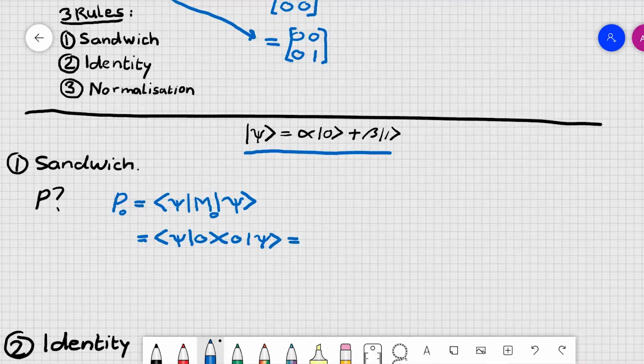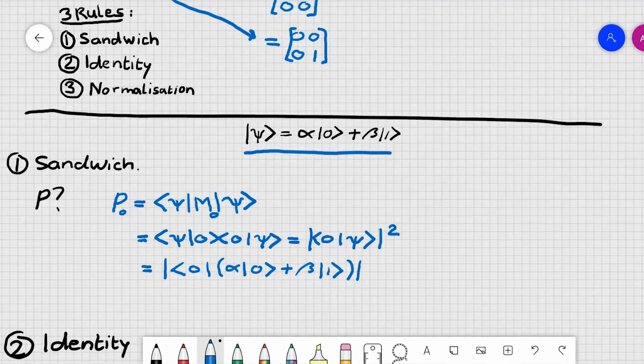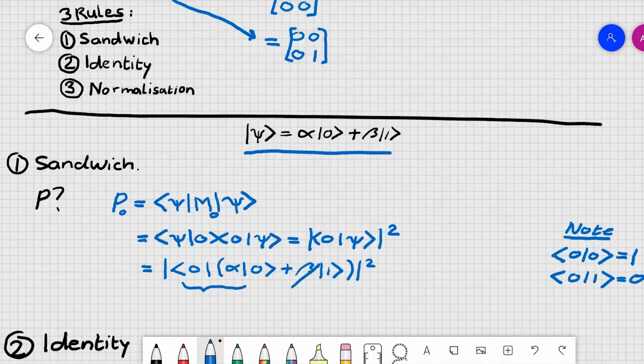So if we work that out and fill in |0⟩⟨0| for the measurement operator, this is the same as the absolute value of bra 0 ket psi squared, which is the inner product of the 0 state and the psi state. We can fill in the state vector psi here. So bra 0, alpha ket 0 plus beta ket 1, and then take the absolute value squared of that. Now I want to add a little side note here, that the inner product of 0 with itself is 1, and the inner product between 0 and 1 is 0, because the states are orthogonal. Therefore, we can just cross out the beta term, and we're left with the absolute value of alpha squared.